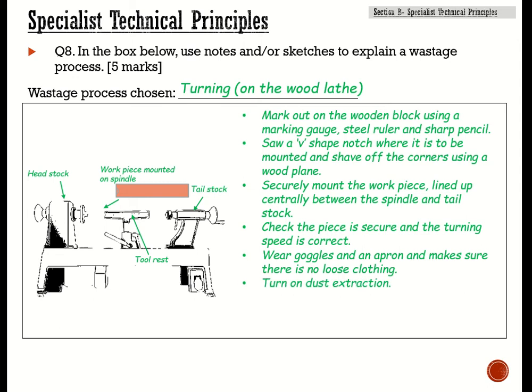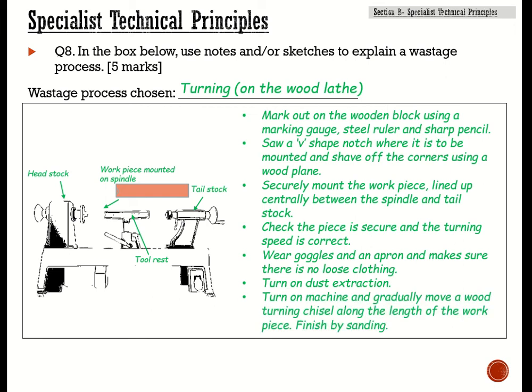Turn on dust extraction. Again, it's a safety point. If you were using toxic substances, you'd want to mention working in a well-ventilated area. The examiner will be impressed if you talk about working in a well-ventilated area. And then finally, turn on the machine and gradually move a wood turning chisel along the length of the piece, finished by sanding. So here we're mentioning specific tools. Please do that. In this case, a wood turning chisel.